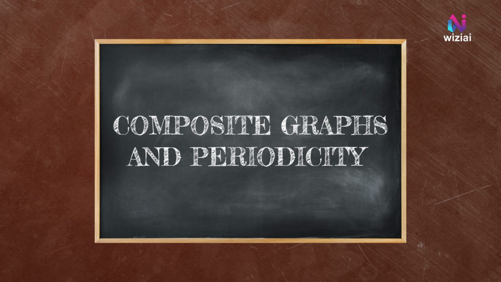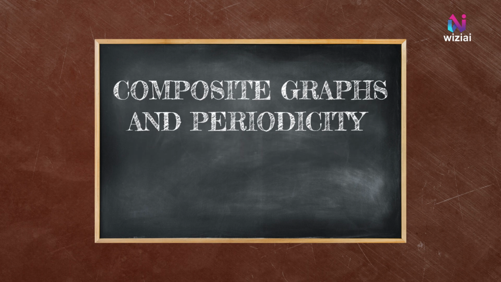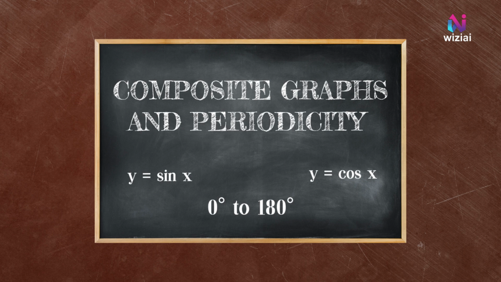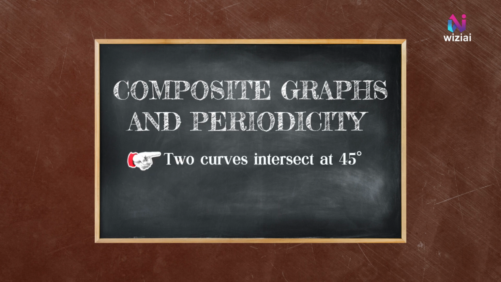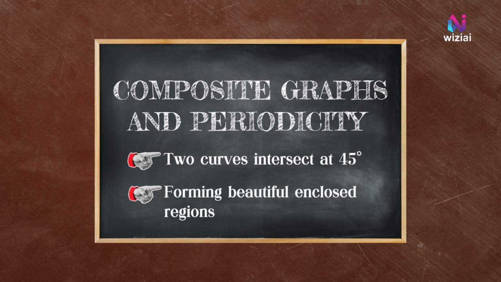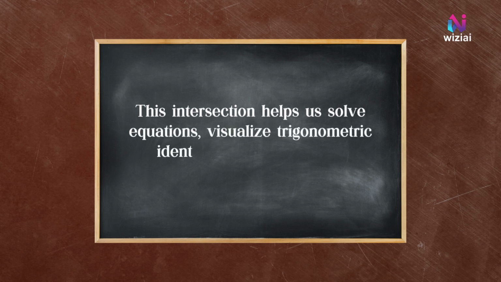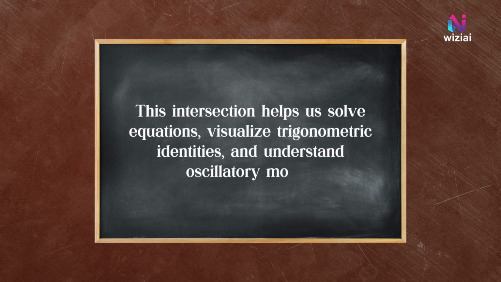Composite graphs and periodicity. Now that we've seen them individually, let's look at how these graphs interact. When plotted together, say y is equal to sin x and y is equal to cos x in the interval from 0 degree to 180 degree, you'll notice the two curves intersect at 45 degree, forming beautiful enclosed regions. This intersection helps us solve equations, visualize trigonometric identities, and understand oscillatory motion.